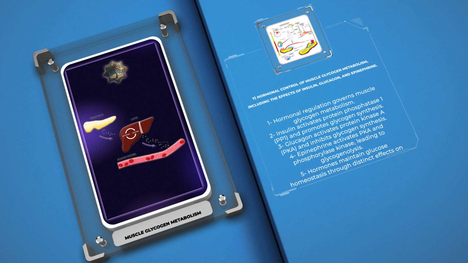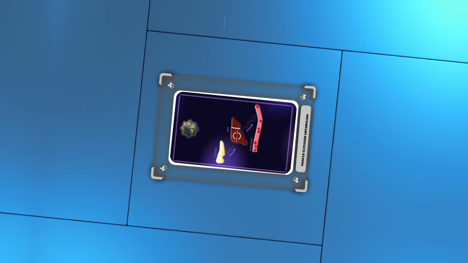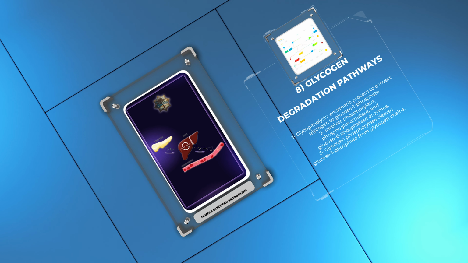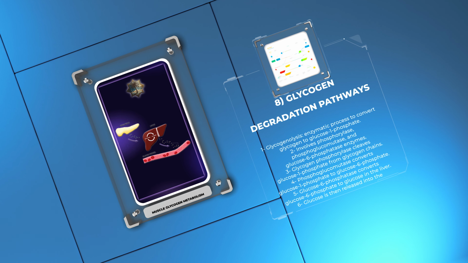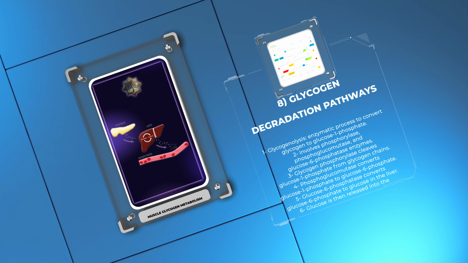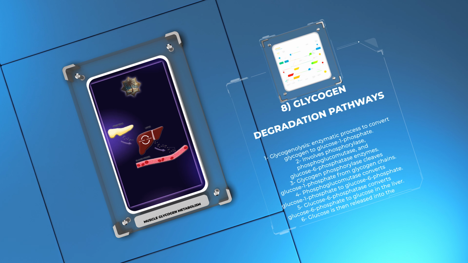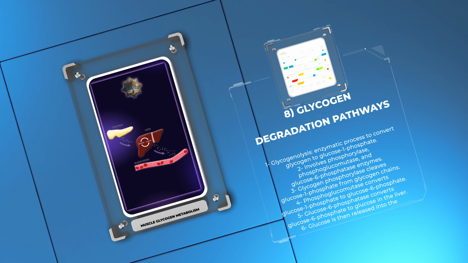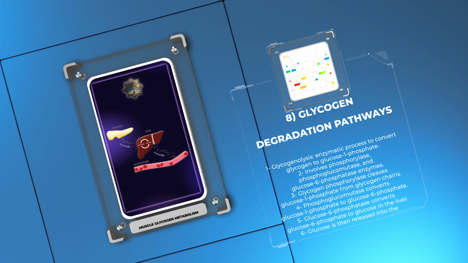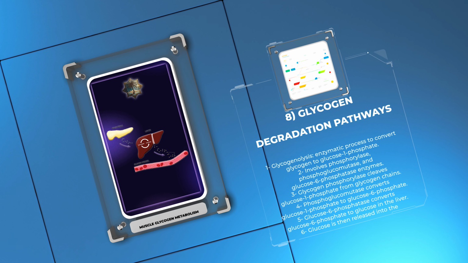Epinephrine, a stress hormone, acts through alpha and beta adrenergic receptors to activate protein kinase A and phosphorylase kinase, leading to increased glycogenolysis and subsequent glucose release in response to fight or flight situations. Glycogen degradation, known as glycogenolysis, involves a series of enzymatic steps to convert glycogen back into glucose 1-phosphate for energy production. The enzymes involved include phosphorylase, phosphoglucomutase, and glucose 6-phosphatase.